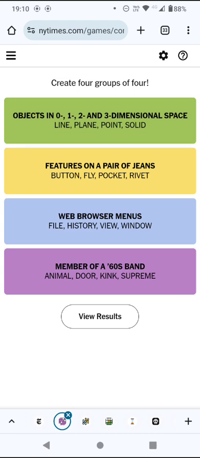That is quite a poor performance today. I'm happy. I got at least 1, I suppose. That is a failure, an abysmal failure at the Connections game.